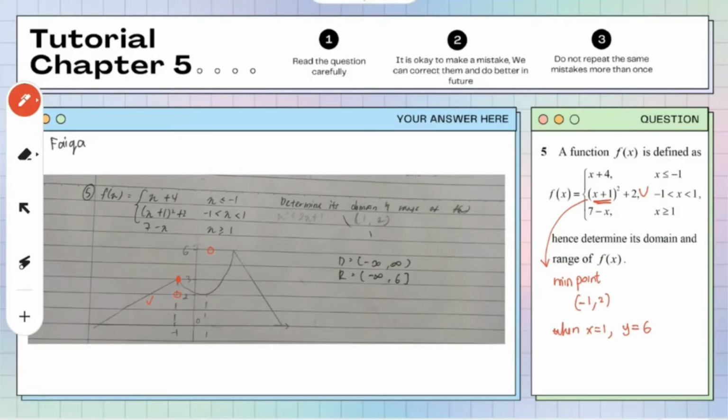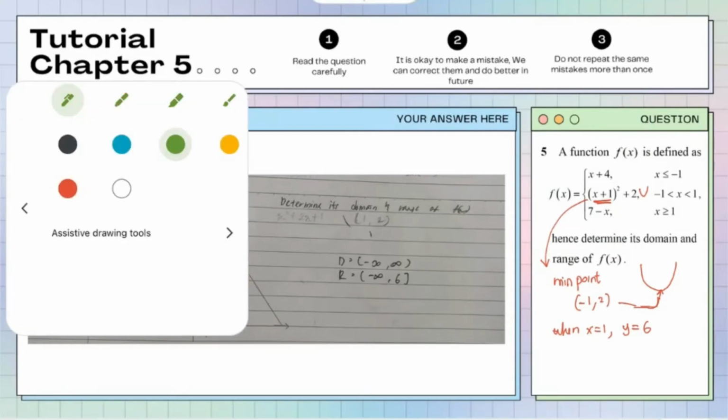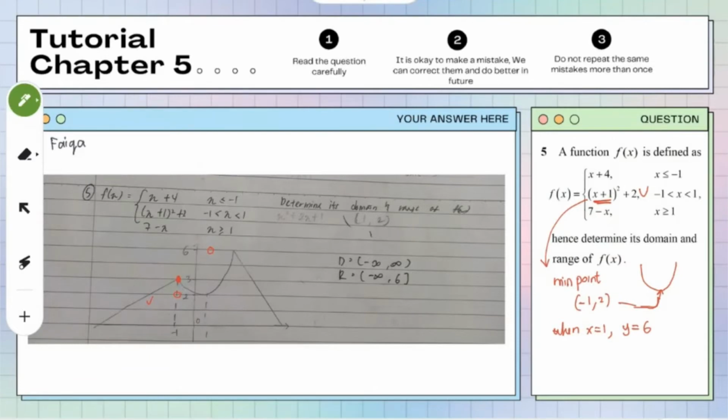Okay, dan kita tahu tadi kita punya minimum point kat sini adalah -1, 2 kan. So maksudnya kawasan yang kita akan lukis sebenarnya, piece dia adalah here. Oops, here. Ini sahaja yang kita akan lukis untuk graph x plus 1 square plus 2 from -1 until 1. So kat macam manalah kita punya shape.